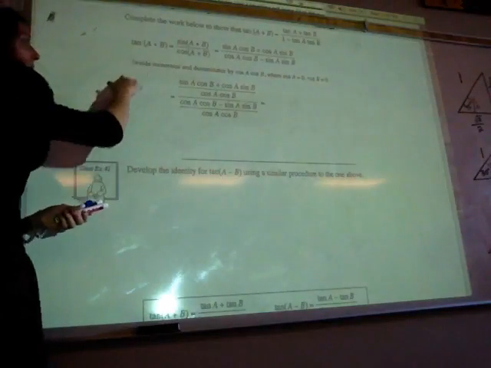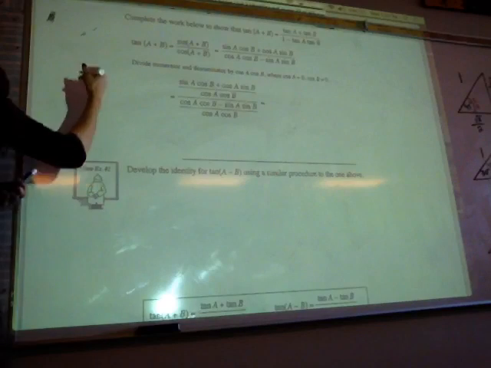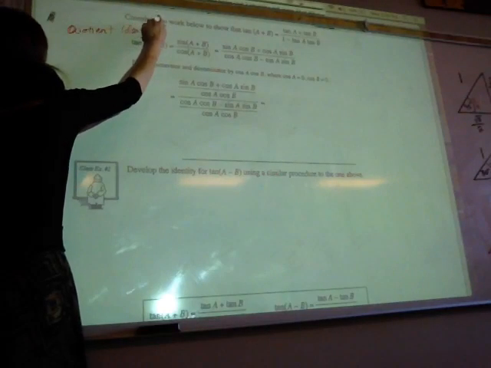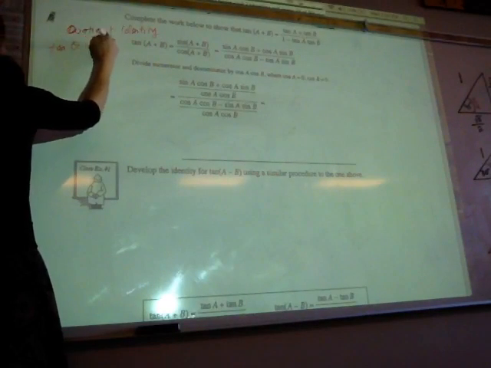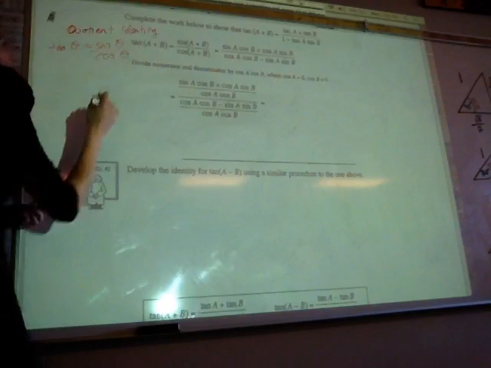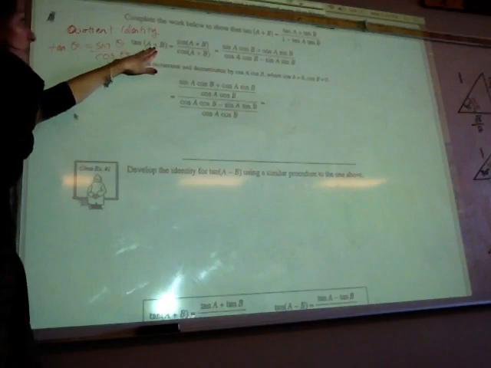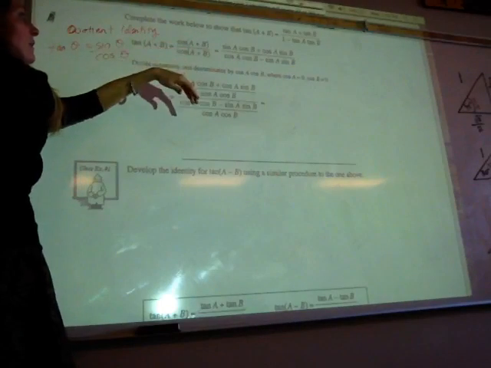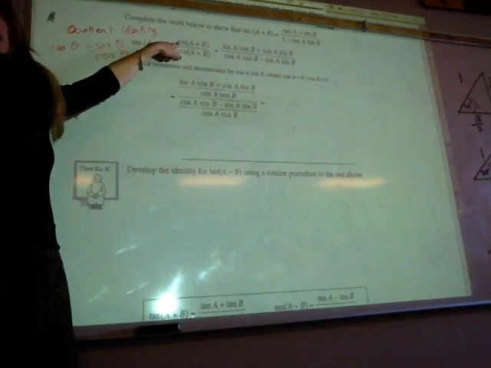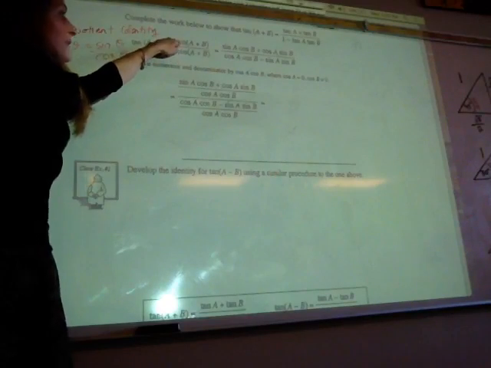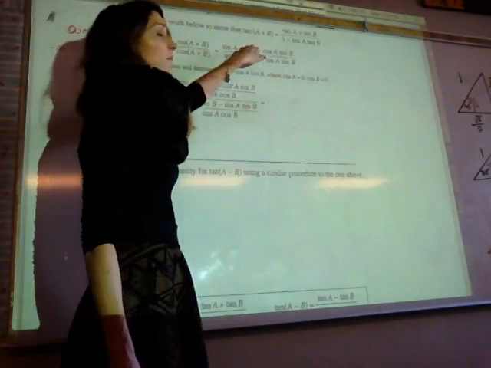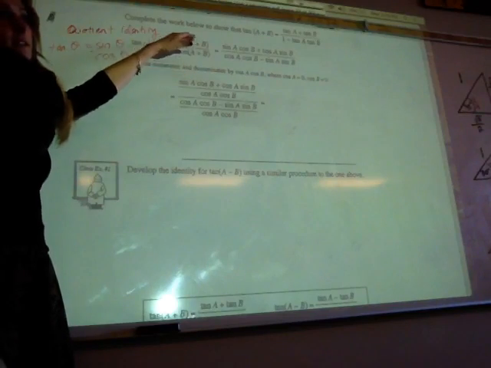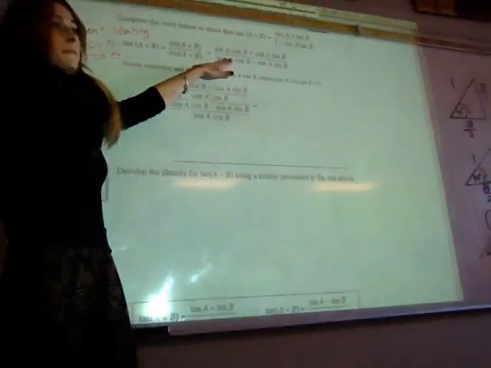So for tan A plus B, we have to remember the quotient identity. I don't know if you guys do remember or not, but the quotient identity for tan is equal to sine theta over cosine theta. So we're using that identity and we're taking tan A plus B and applying the quotient identity and turning it into sine A plus B over cosine A plus B. Up top, sine A plus B, that is the sum identity for sine. And the sum identity for sine is given as sine A cos B plus cos A sine B. In the denominator, we have the sum identity for cosine. And that is equal to what we have in the denominator here.